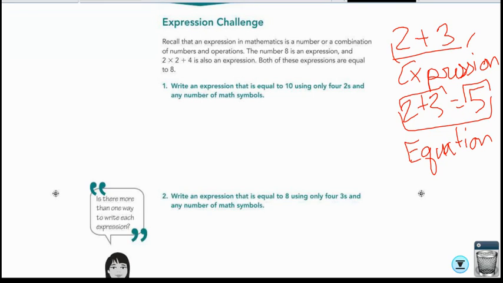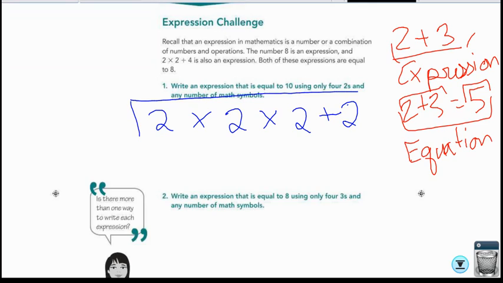When we look at number 1, it says write an expression that is equal to 10 using only 4 2's and any number of math symbols. And so let's think about this. All it's asking me to do, if I had 1, 2, 3, 4. Well, I could do 2 times 2 is 4, and then 4 times 2 is 8, and then 8 plus 2 is 10.